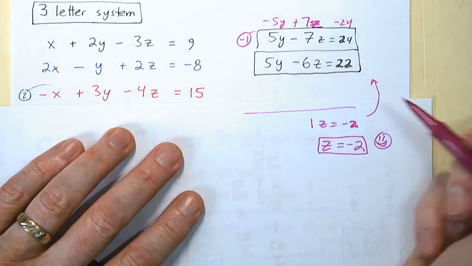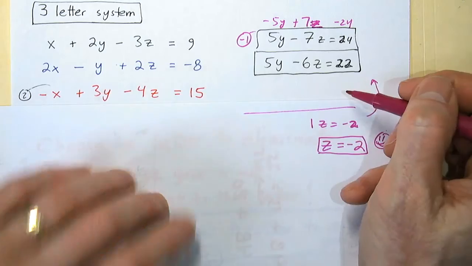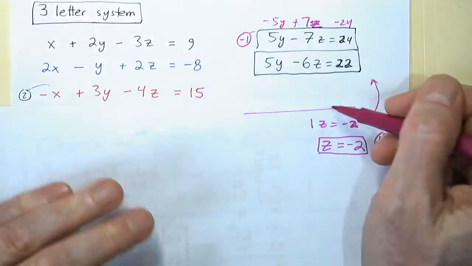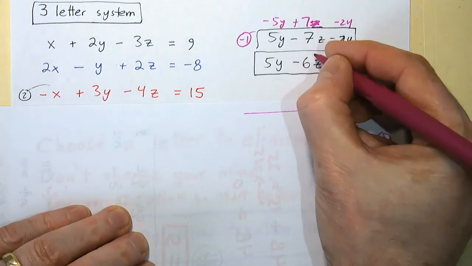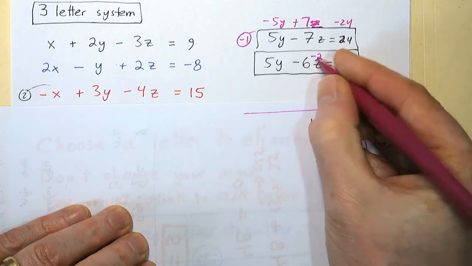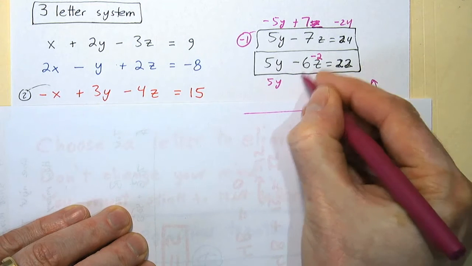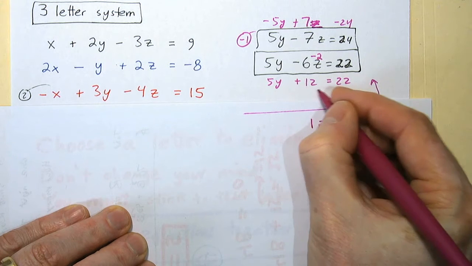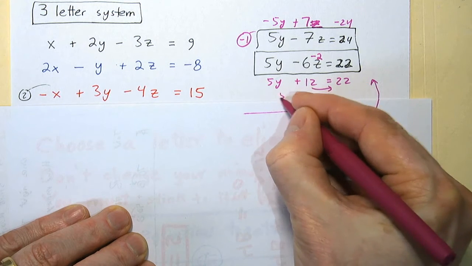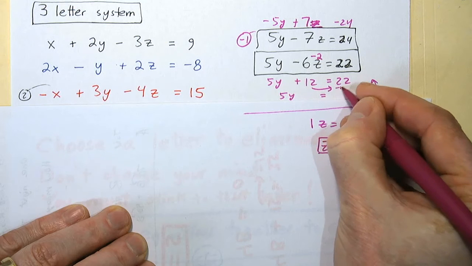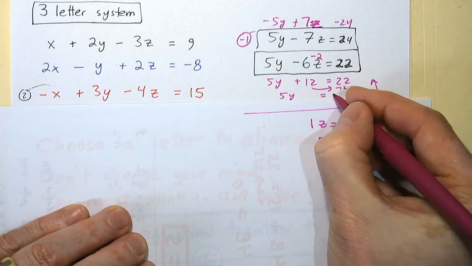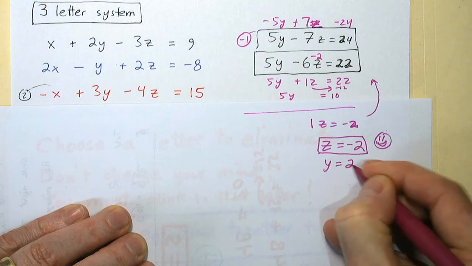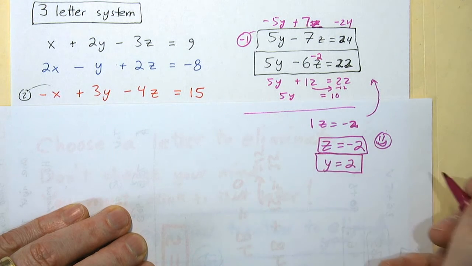Go to the smallest equation on your paper, one of these. You want to do the first one or the second one? You got z. Let's just replace z. I'll just use the second one. Let's put -2 right there. 5y, negative times negative is +12, is 22. Solve that. Move the 12 over. 5y, subtract 12. 22 minus 12 is 10. 5 times what is 10? 2. Y is 2. Woohoo! See how fast that was?